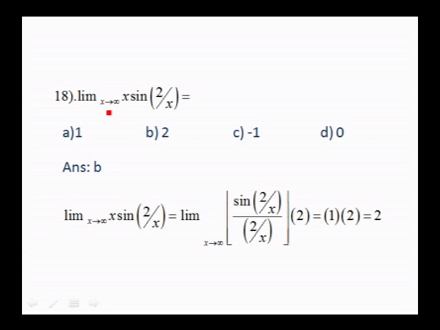Limit x tends to infinity x sin 2 by x. So here as x tends to infinity, this becomes infinity, this is 2 by infinity which is 0. 0 into infinity which is an indeterminate.